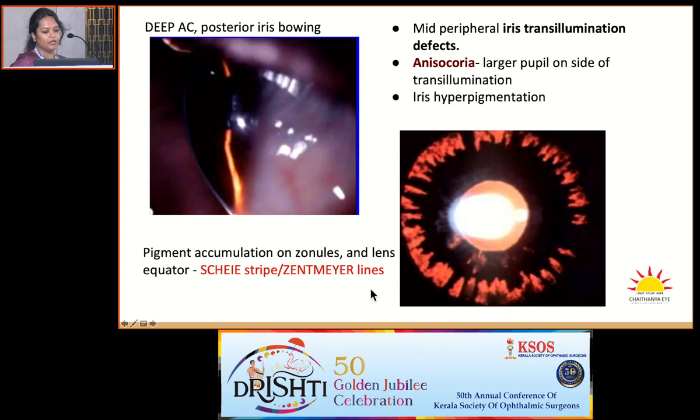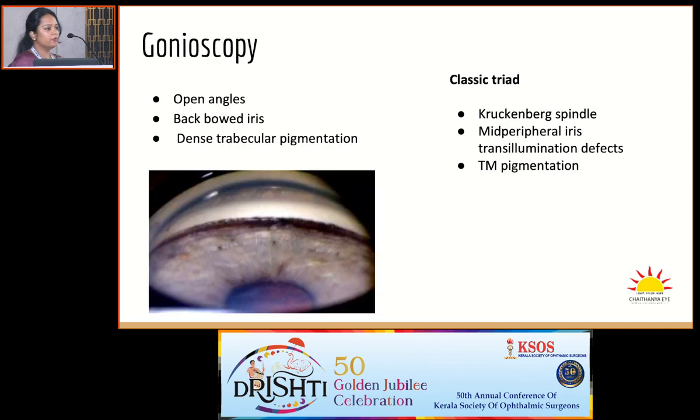Other findings are deep anterior chamber, posterior iris bowing, mid-peripheral iris transillumination defects, anisocoria, the larger pupil being on the side of transillumination, and iris hyperpigmentation. Pigment accumulation on zonules and lens equator are named as Scheie stripe and Zentmayer's lines. Gonioscopy is very important in pigment dispersion syndrome. It will show open angles, backbowed iris, and increased dense uniform trabecular pigmentation.